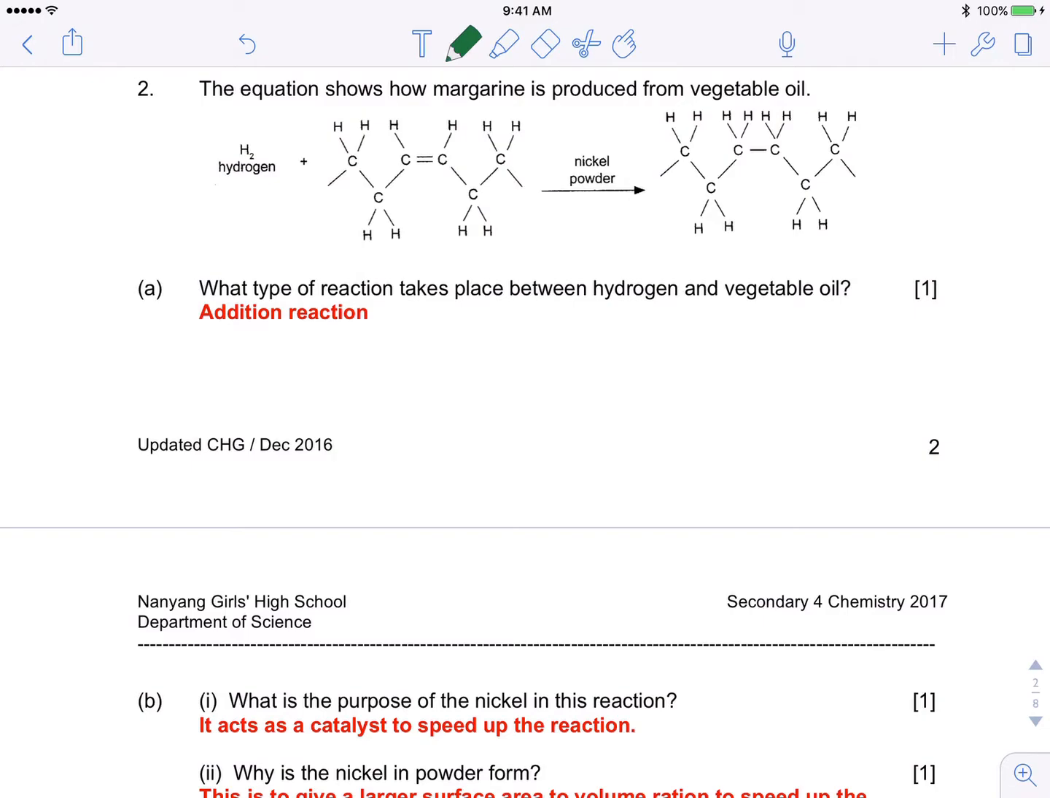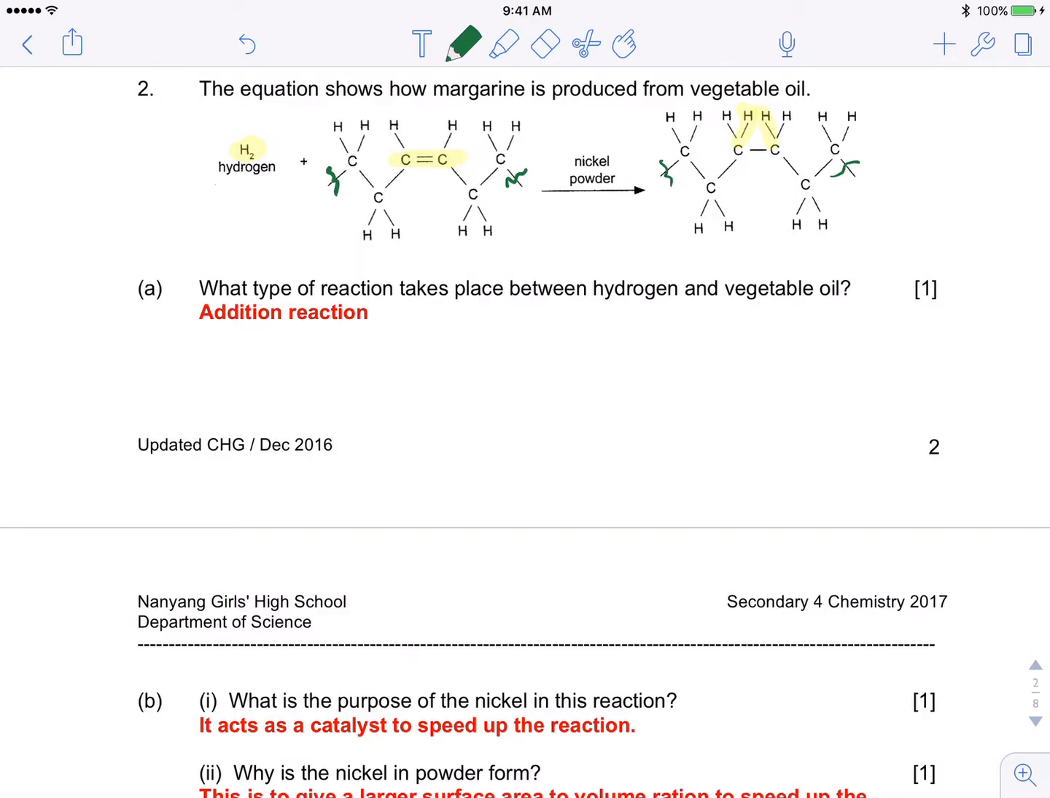So the equations show how margarine is produced from vegetable oil. You will see that there's this CC double bond, and then you're adding these two hydrogens here. Okay. Now, some of you thought that the compound is just these 6 carbons and that amount of hydrogen. Note that there's this bond where it didn't show what your carbon is connected to. This implies that the whole molecule is larger than this. Okay, this is only one section of the vegetable oil.